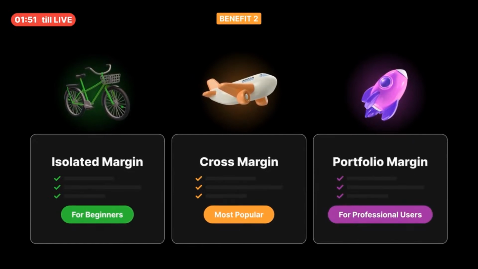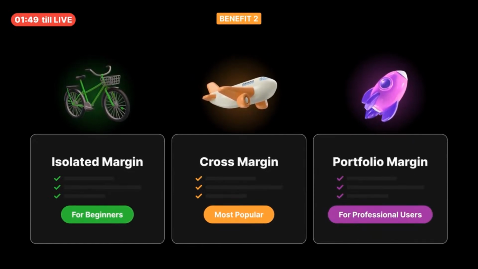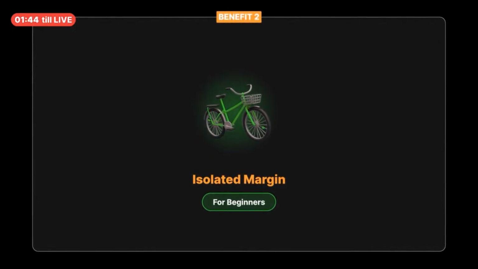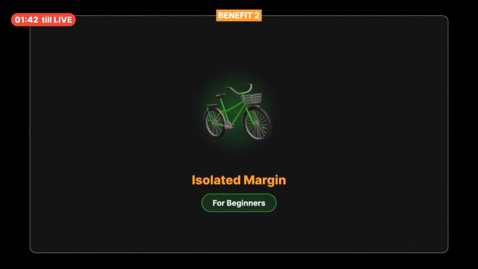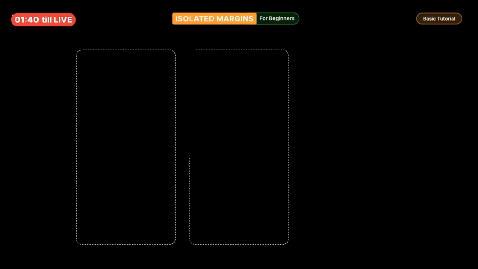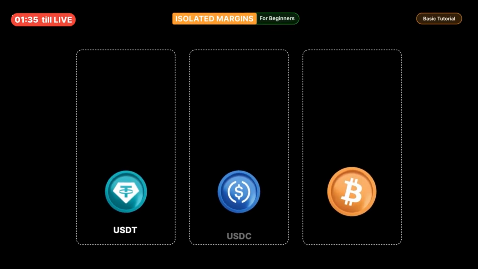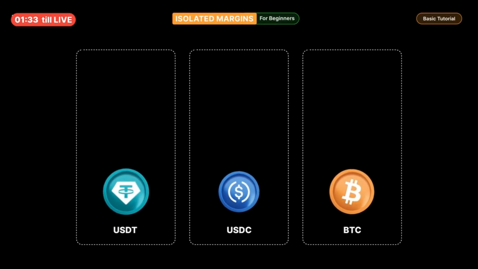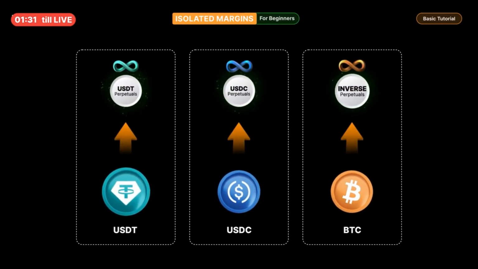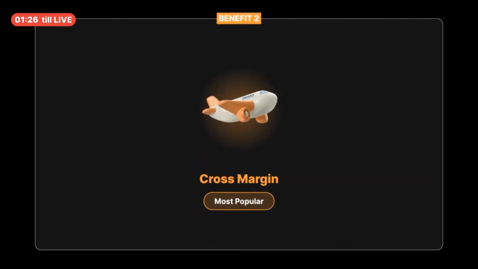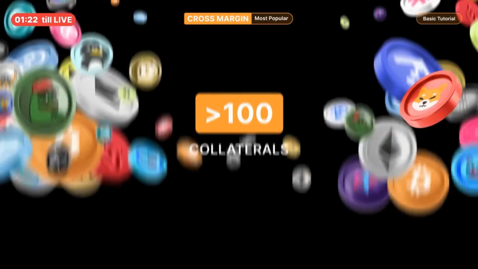Benefit 2. You can choose from 3 margin modes, each designed for your level of trading. 1. Isolated margin. This mode isolates the risk of each position. A mistake in one position will not affect your entire account. For instance, if you hold USDT, USDC, and BTC, all these tokens can be used as margins for USDT perpetual contracts. 2. Cross margin. In this mode, more than 100 types of collaterals can be used.